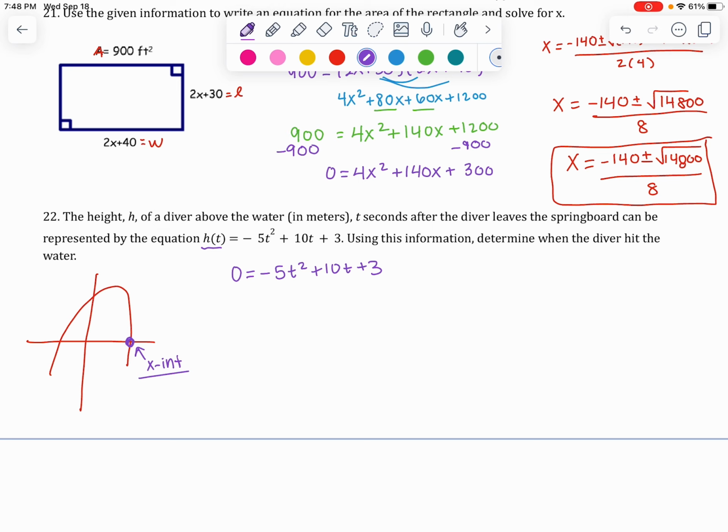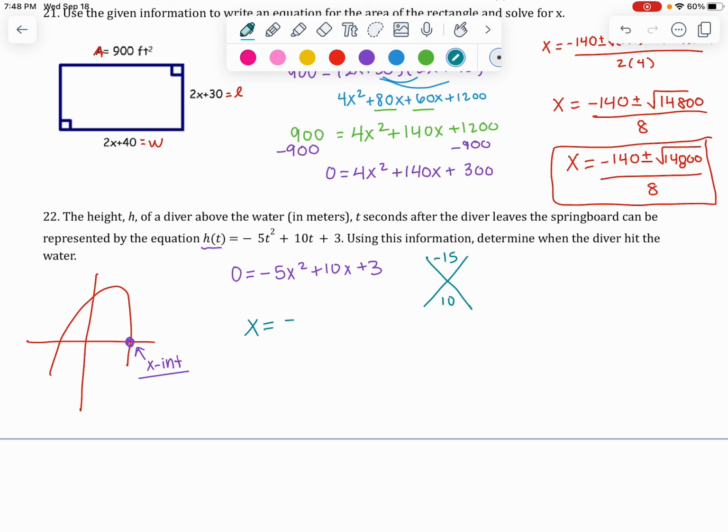And if you want to change these to x's, you definitely can, because we've been dealing more with x's than we have t's. It doesn't matter what variable you use. And so I'm going to try to factor to solve this. So I'll set up big X. Negative 5 times 3 goes on top, and 10 goes on the bottom. Looking for two numbers that multiply to negative 15 but add to 10. But it doesn't work. There aren't any. So we're going to go ahead and use the quadratic formula instead.